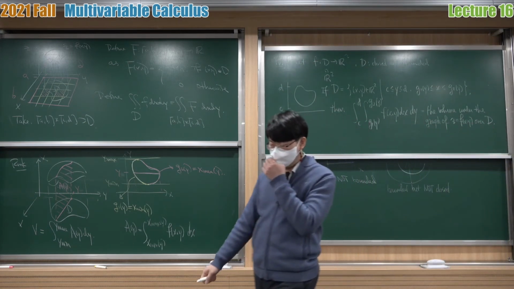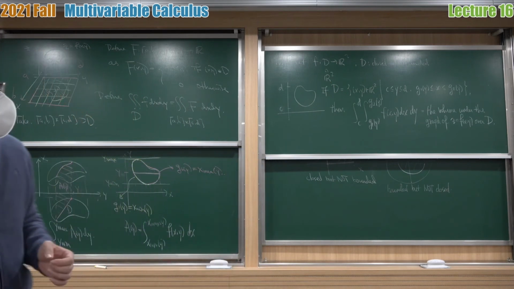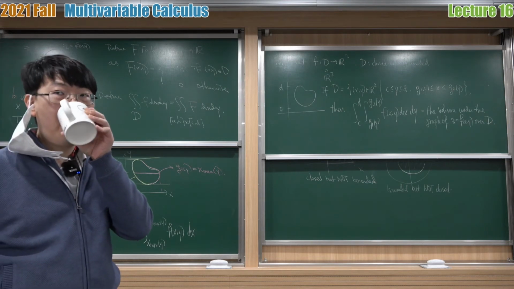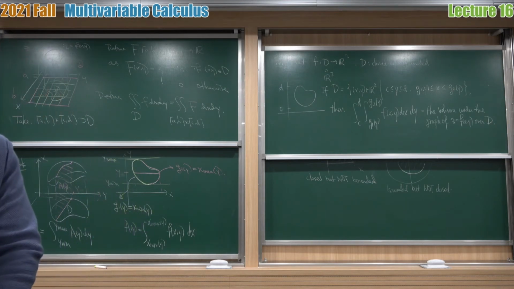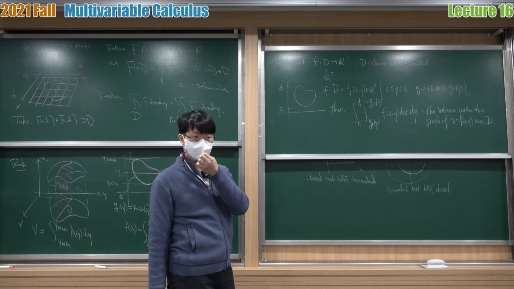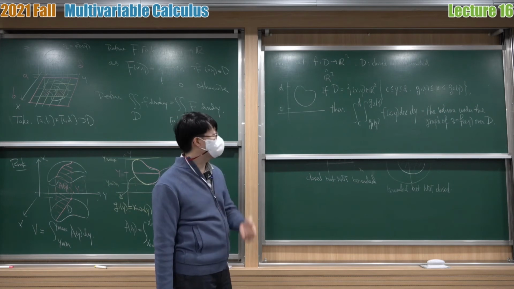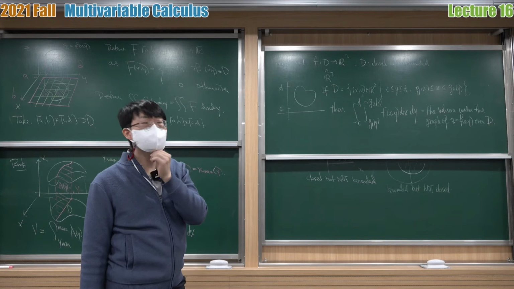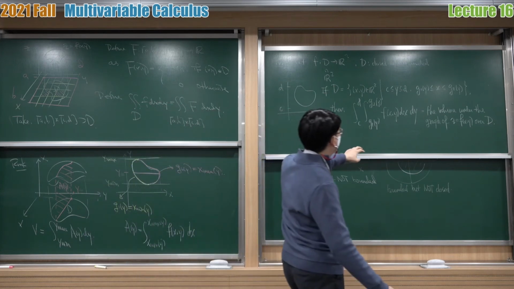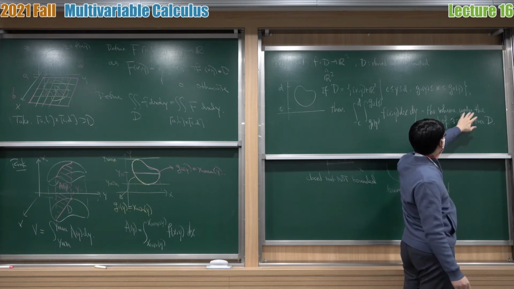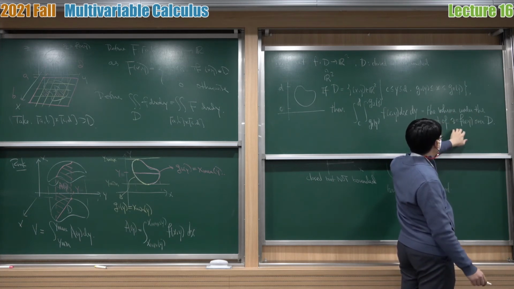Now there is a very important condition missing in this proposition. What is missing? Is it always true? What is the letter? What is the word beside the volume under the graph of f over D?